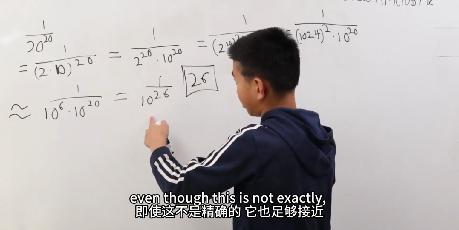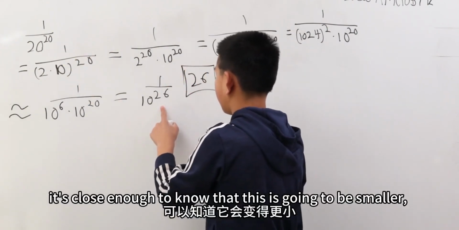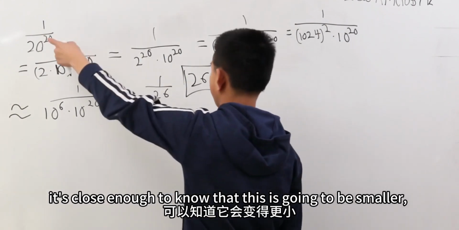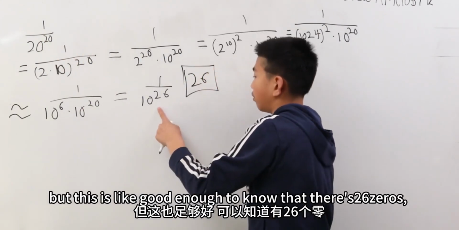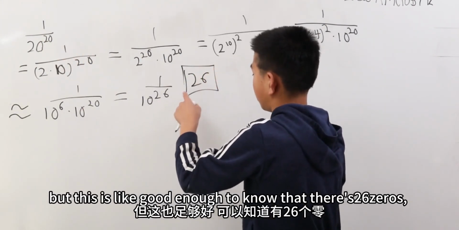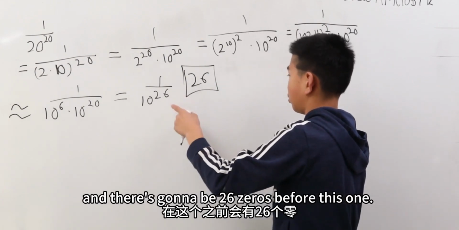Even though this is not exactly this, it's close enough to know that this is going to be smaller, but this is good enough to know that there's going to be 26 zeros before this 1.